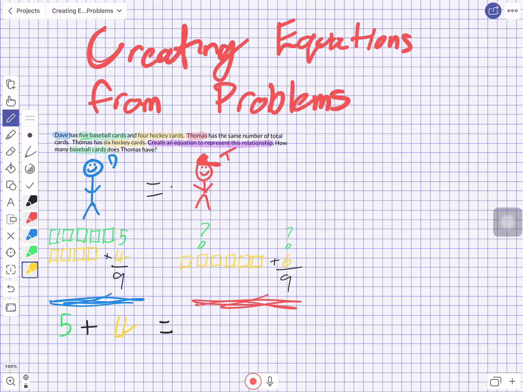The first thing asked us to create an equation, so we still have to do that. So 6 represented how many hockey cards he had. 3. Great. So we know it's 3. But let's say we hadn't figured out the answer. How can we represent something that we're not sure of in math?